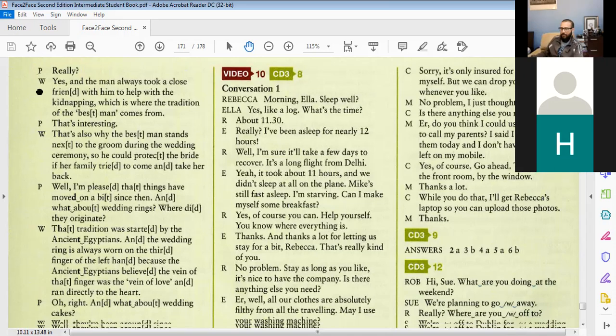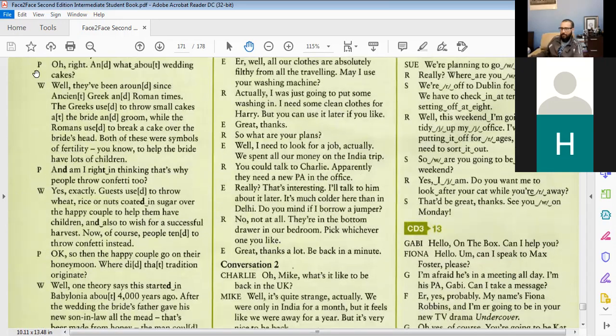Oh, right. And what about wedding cakes? Well, they've been around since ancient Greek and Roman times. The Greeks used to throw small cakes at the bride and groom, while the Romans used to break a cake over the bride's head. Both of these were symbols of fertility, to help the bride have lots of children.